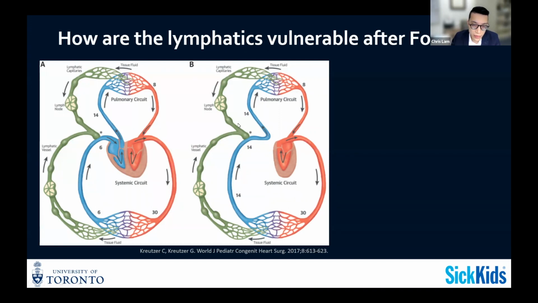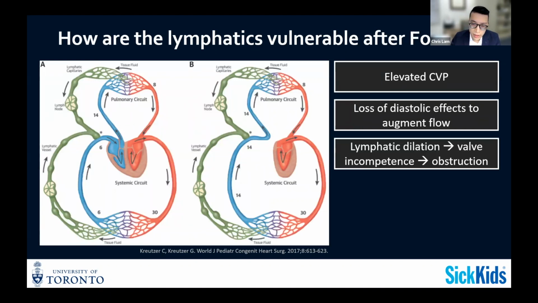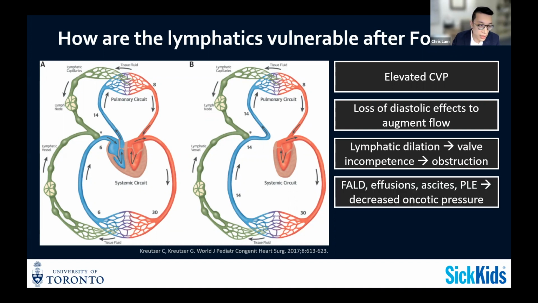After Fontan, you have this elevated central venous pressure by necessity. You also have loss of the diastolic effects, which I've mentioned augment this lymphatic flow. This can lead to lymphatic dilation. You'll have incompetence at the valve, and that may lead to obstruction or even complete occlusion of the thoracic duct. In addition, as you know, there's universal Fontan-associated liver disease. You could have PLE or even subclinical PLE.